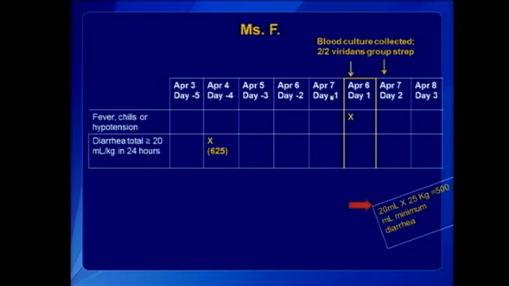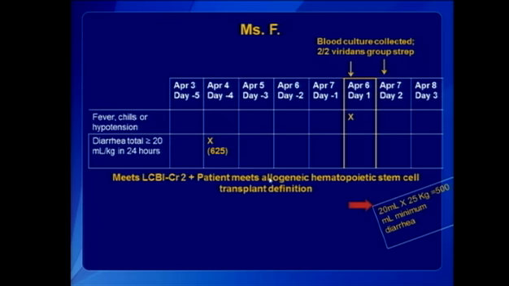Well, let's take a look here. We've put the information onto this table. So in table 1, April 6th is identified as day 1 because that's the day that the first blood culture is collected. We also had one on April 7th. And then we had diarrhea, we said 625 milliliters on April 4th. So does that make a difference in our determination? And the answer is yes.